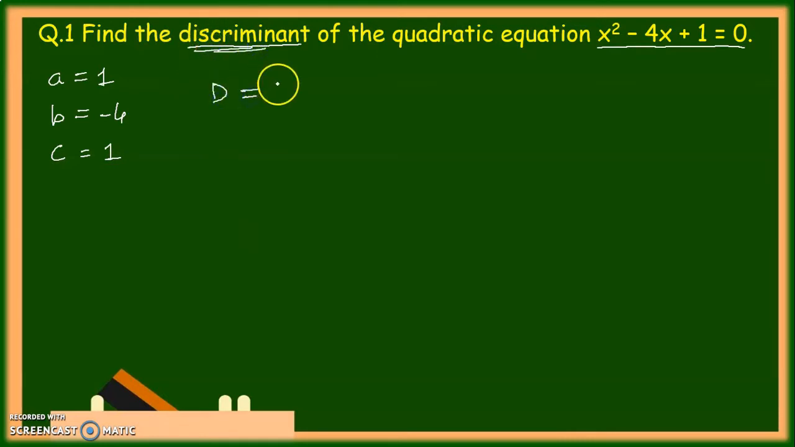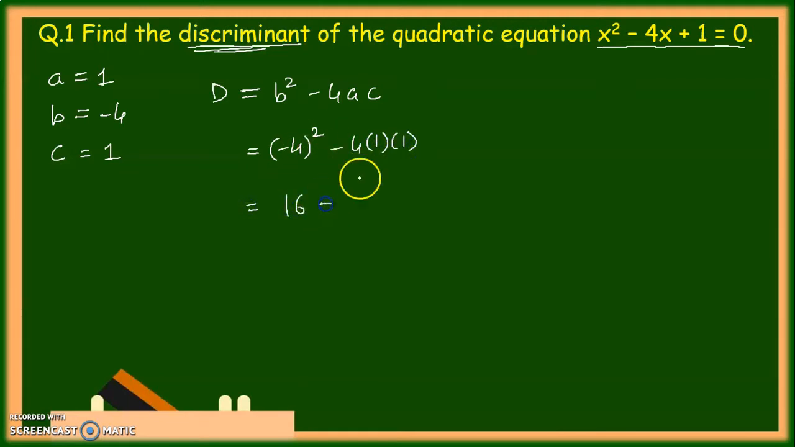The formula for the discriminant is d equal to b square minus 4ac. If you put the values, b is minus 4, so minus 4 square minus 4 times a, which is 1, and c, which is also 1. So minus 4 square will be plus 16, minus 4. Here we will get d equal to 12. So this is our answer.